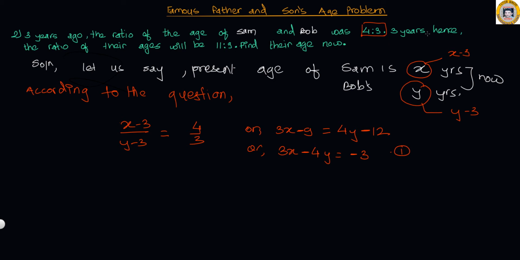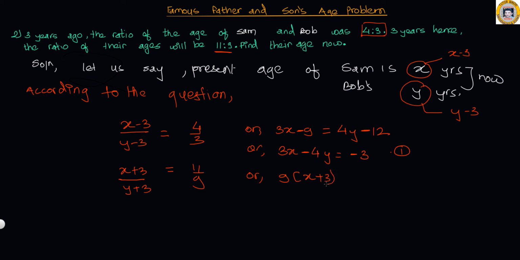Now the second condition provides us that 3 years hence, I mean to say 3 years from now, Sam would be x plus 3, because Sam now is x. 3 years from now he would be x plus 3 years, and Bob would be y plus 3 similarly, and the ratio would be 11:9, which can be written as 11/9.